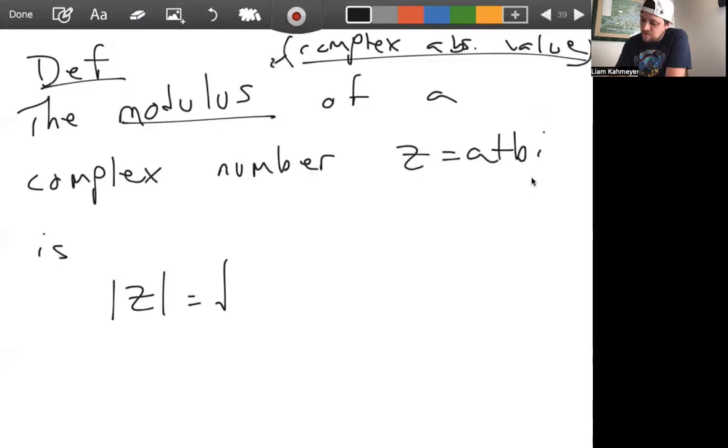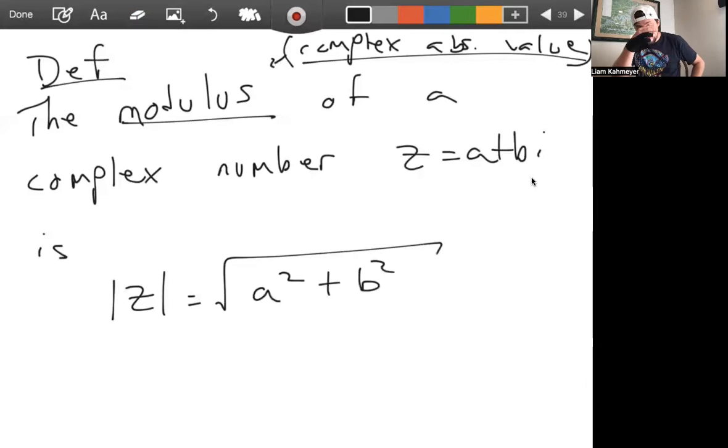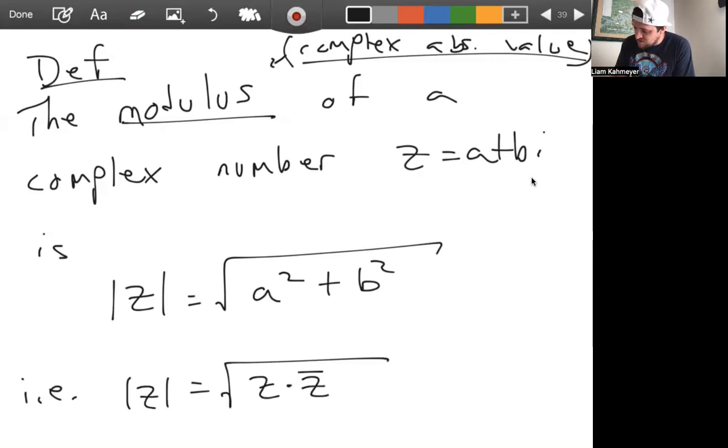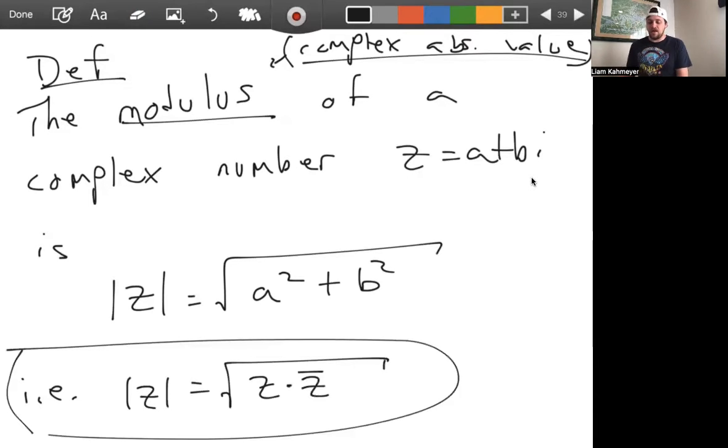It's equal to root a squared plus b squared. And you may notice this value, i.e., modulus of z, is root z times z conjugate. This is another way of looking at the modulus. And we'll see what this is doing for us when we start to look at the polar form of complex numbers. There's a much better geometric understanding of the modulus of a complex number in the context of complex numbers expressed in their polar form, right? And so that's where we'll go from here.